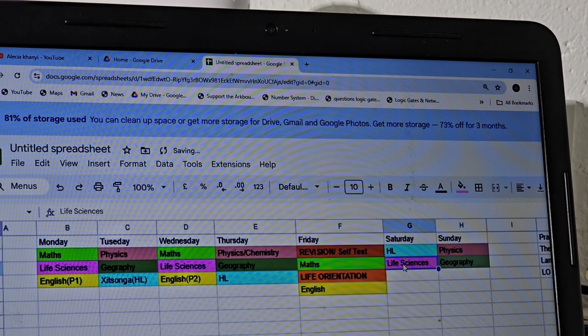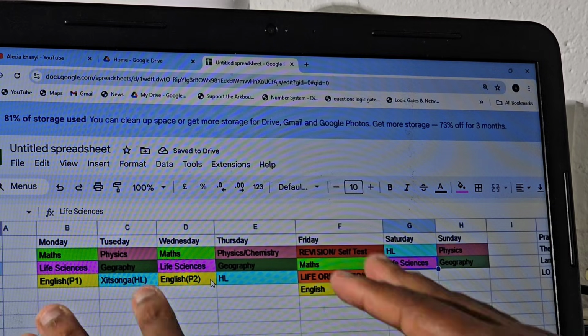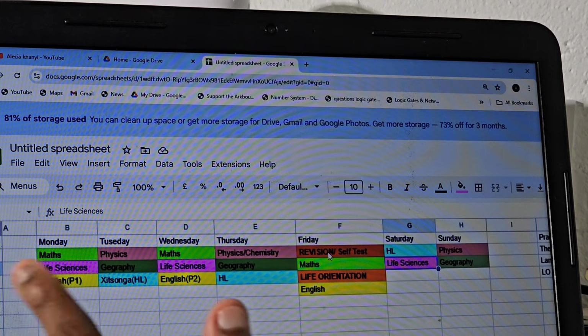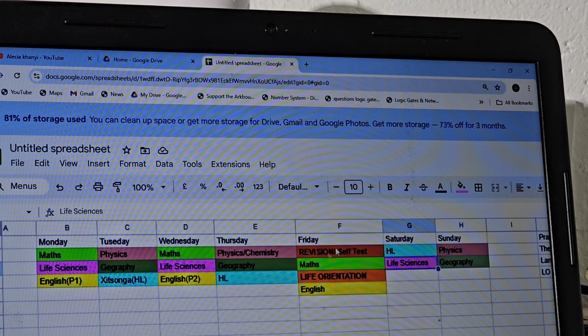And as I said, with regards to which paper you're doing, you're going to alternate based on what works for you. Just make sure that you're keeping the balance, very important. And then home language on a Saturday, life science. What else can I squeeze in? I'm literally doing this on the spot. I'm literally doing this on the spot.